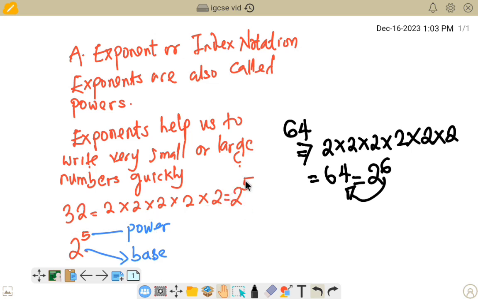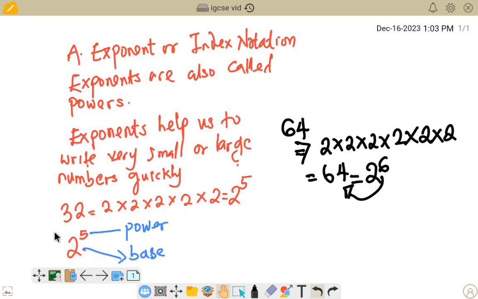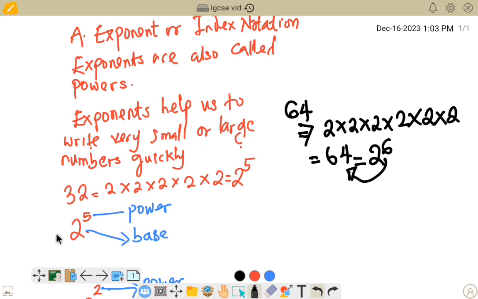The 5 at the top here is the power. You can call it the power, you can also call it the index, or you can call it the exponent. While 2 at the bottom is the base. So the base raises the power. When you have a raised to the power 5, a is the base, 5 is the power, or you can also call it the index.